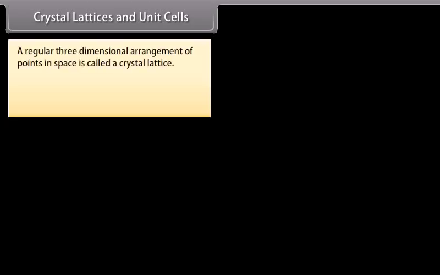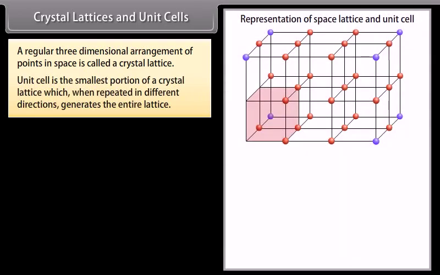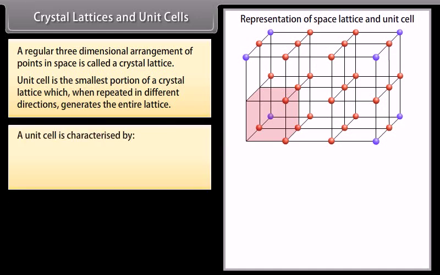Crystal lattices and unit cells. A regular 3-dimensional arrangement of points in space is called a crystal lattice. A unit cell is the smallest portion of a crystal lattice which, when repeated in different directions, generates the entire lattice. A unit cell is characterized by 1.